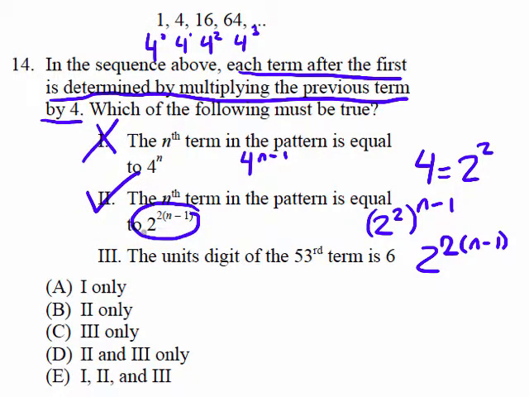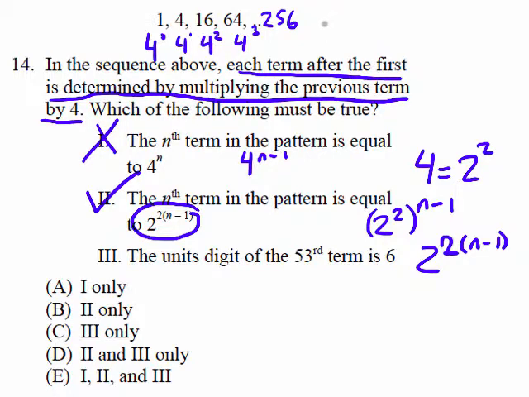And then Roman numeral 3, the units digit of the 53rd term is 6. Well, look at what's happening here. Forget about 1, this is the anomaly. Then you have 4, 6, 4, and what happens when you multiply something that ends in 4 by 4? The next term is going to end in 6, and I believe it's 256, right? And you can keep going, and you're going to see that the second term, the fourth term, the sixth term, those are all going to end in 4. And the third term, the fifth term, the seventh term, those are all going to end in 6.